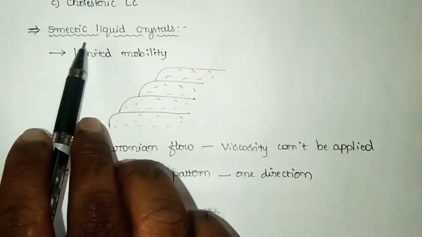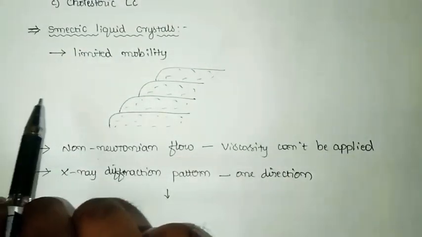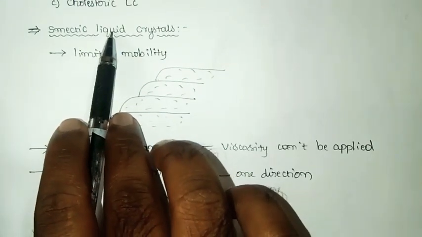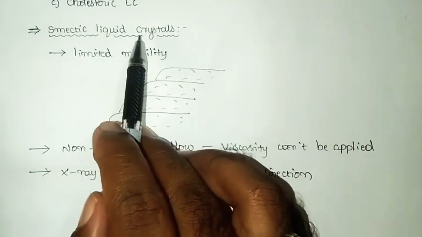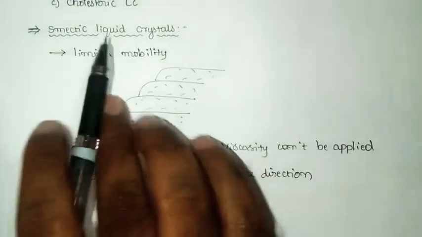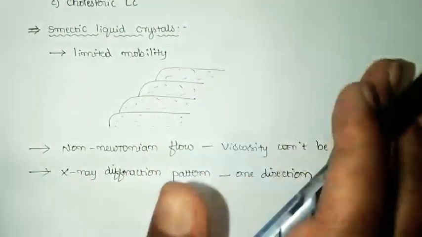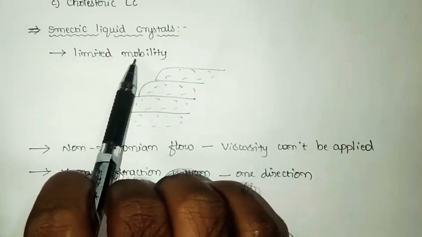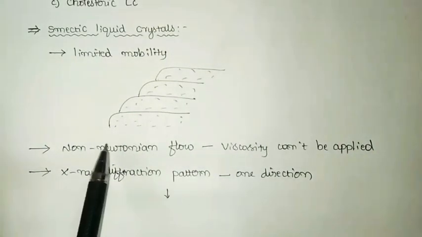The first type of liquid crystal under thermotropic liquid crystals is the smectic liquid crystals. Though the name tells that these materials have liquid nature, that means they should have mobility, that is, fluidity. So like normal liquids, the smectic liquid crystals will flow, but not as easily as normal liquids, because the smectic liquid crystals have very limited mobility on account of their layered structure.